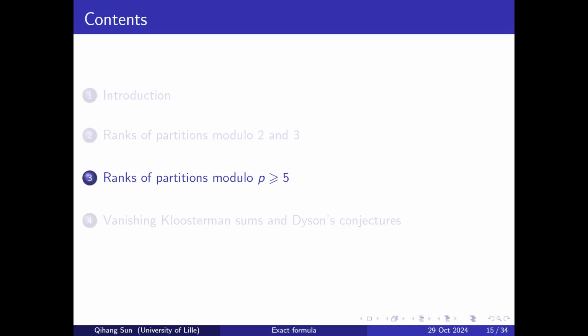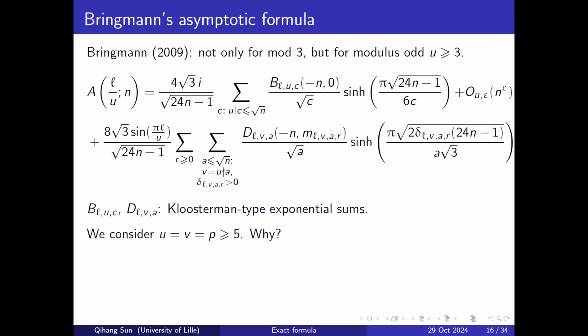Now let's come to the main proof, and the main theorem I proved here, for the ranks of partitions: the exact formula for rank generating functions when p is larger than or equal to 5. The work done by Bringmann in 2009 is not just for modulo 3. She actually did that for all odd numbers larger than or equal to 3. You see a very complicated asymptotic here, in which the first term, if you think of it as a Kloosterman sum, looks very like the patterns we have seen before. The error term I put here.